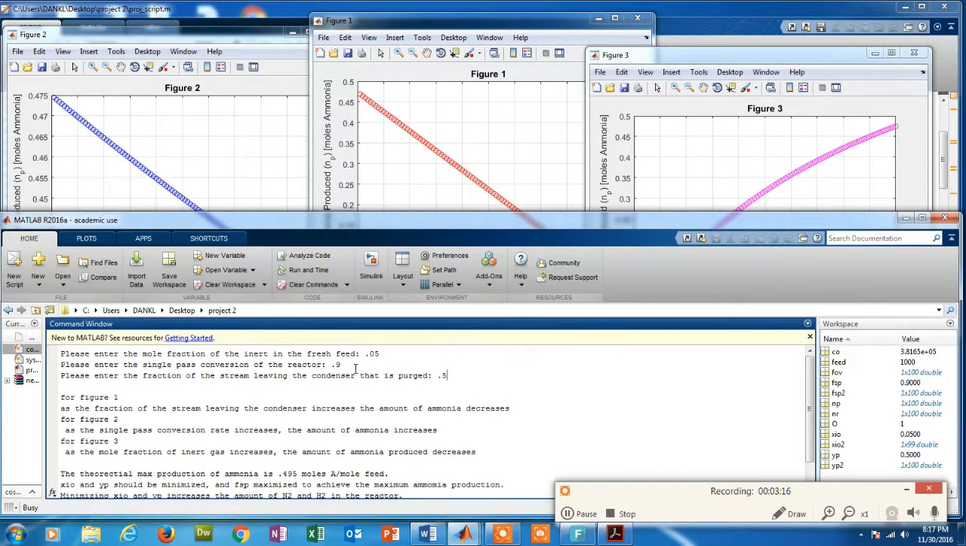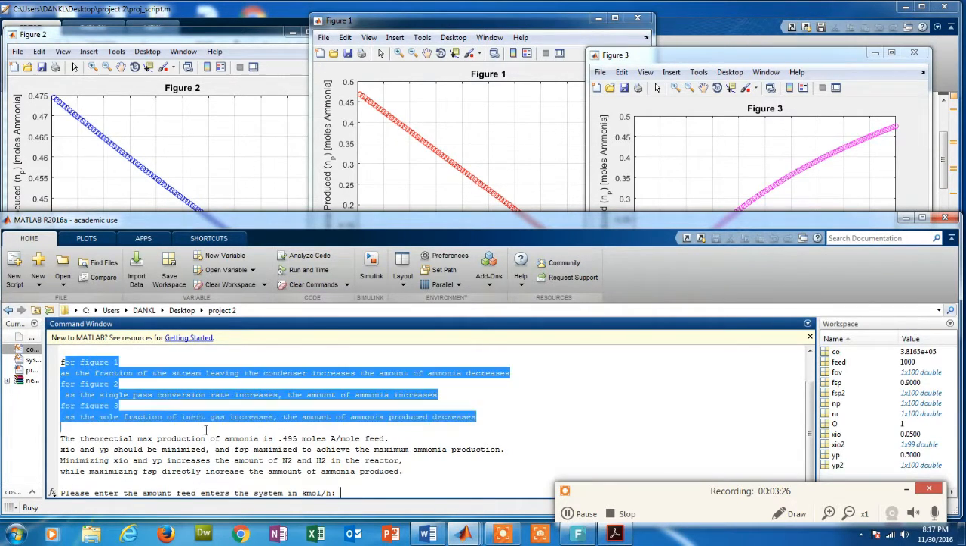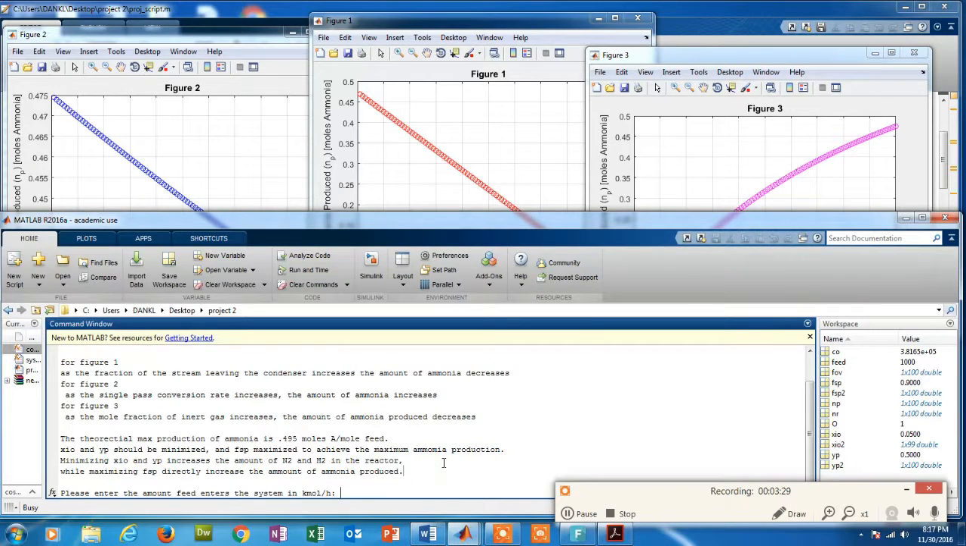Now, task 3 was asking us to calculate or see basically where we can improve the system. For that, we have some text that's been printed saying the theoretical max production of ammonia is 0.495 moles of ammonia per mole fed.